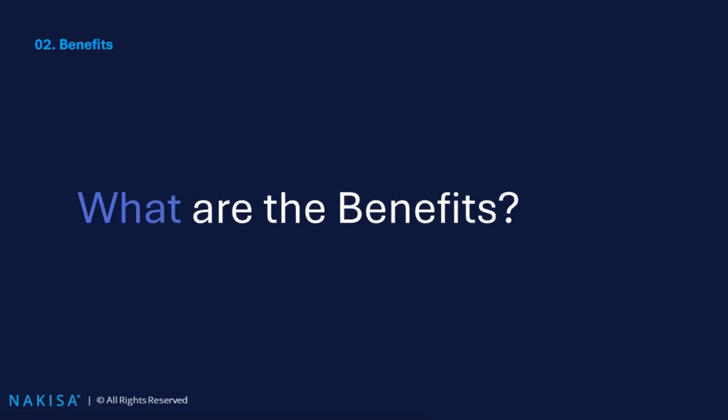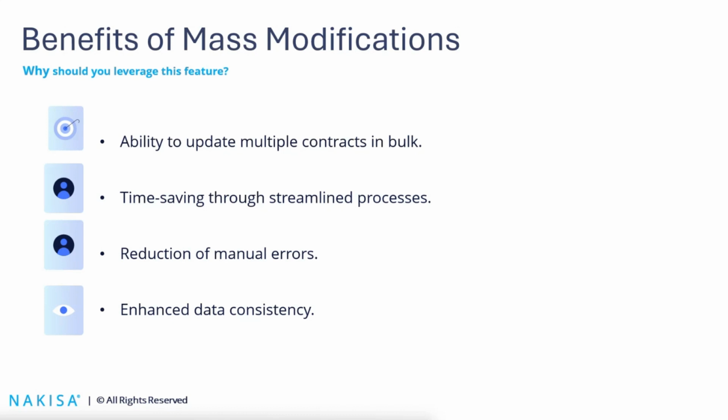So as I mentioned here, the benefits are that you'll be able to update multiple contracts in bulk. You will have fewer manual errors and you will save time. So if you have 20 contracts, a user cannot go and run it 20 times to modify the contract changes.